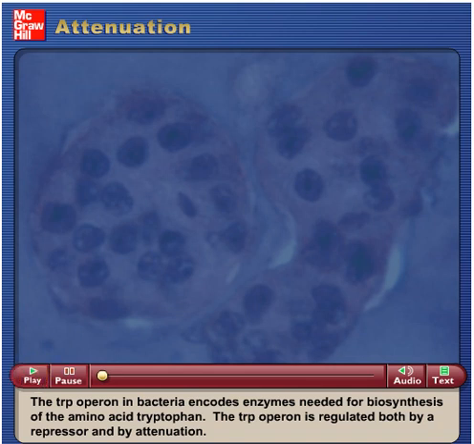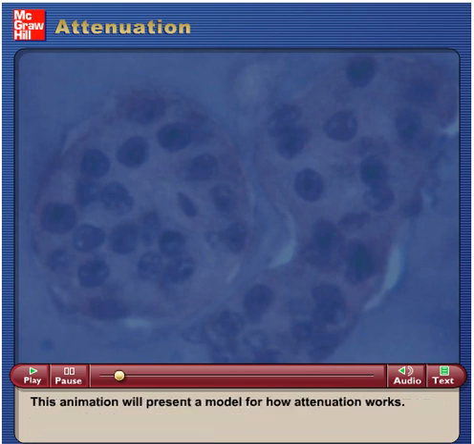The trp operon in bacteria encodes enzymes needed for biosynthesis of the amino acid tryptophan. The trp operon is regulated both by a repressor and by attenuation. This animation will present a model for how attenuation works.